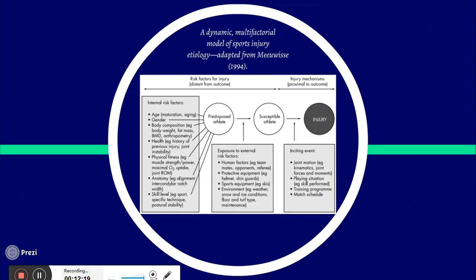Next we're going to talk about a model for sports injury etiology, which is adapted from the MEWISE model. Basically you have internal risk factors, which we've already talked about, that predispose the athlete to a potential injury. Then, in combination with exposure to an external risk factor, such as other humans, equipment, or the environment, the athlete becomes susceptible. Then there is an inciting event, such as a fall, a playing situation, or a weird movement, and that causes the injury.